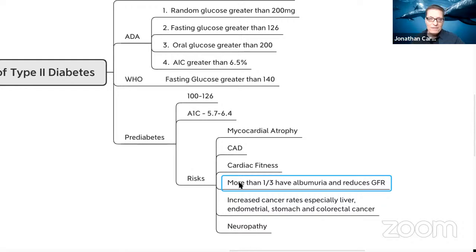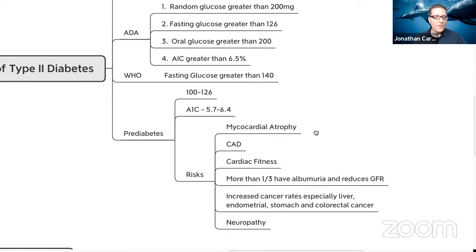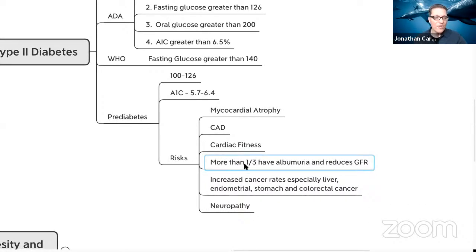There are kidney problems associated with prediabetes. More than a third of people with prediabetes have albuminuria, sorry for the spelling mistakes here, and reduced glomerular filtration rate, meaning reduced function of your kidneys.